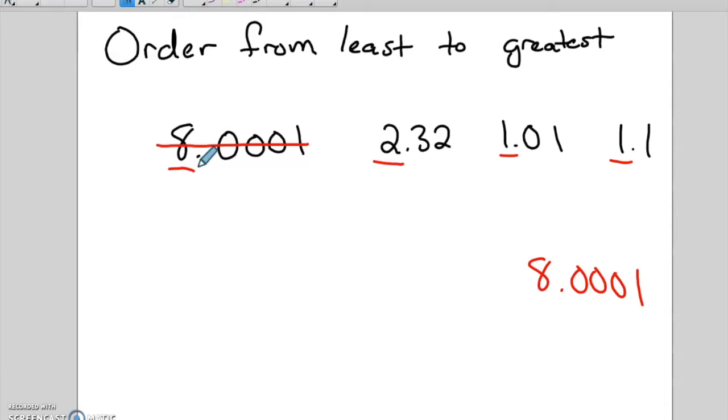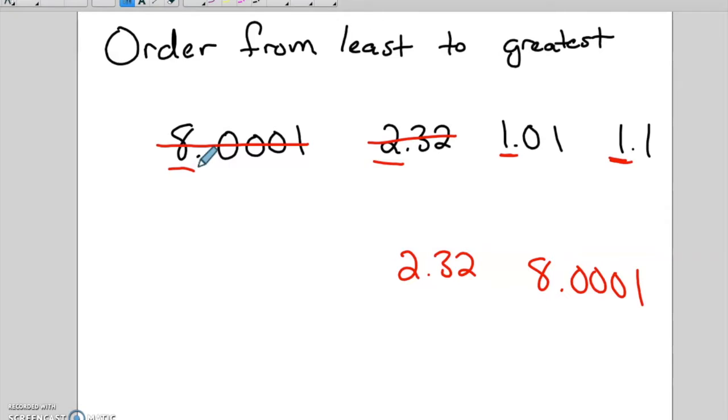I think if you have 2.32 pounds of gold, it's bigger than any kind of 1 pound, no matter how many spots to the right of the decimal point. 2 is always bigger than 1. So 2.32, done with that. Now I just have two numbers to compare. So the ones are the same. What do we do next?